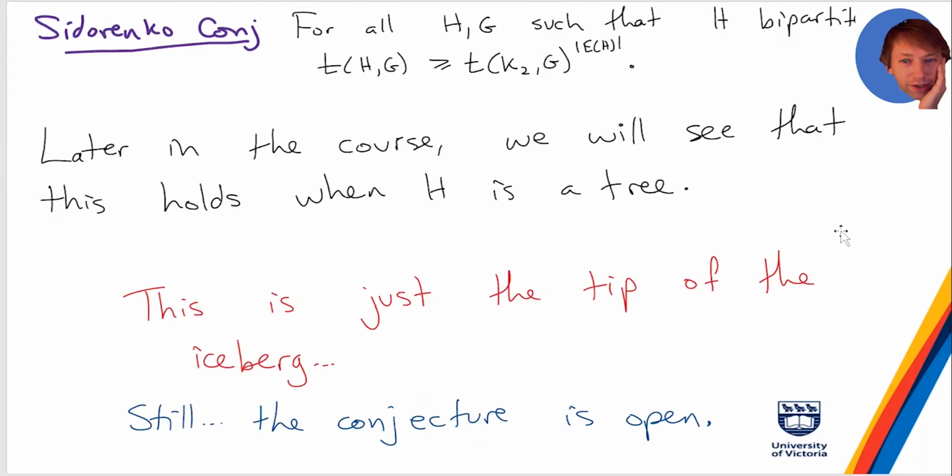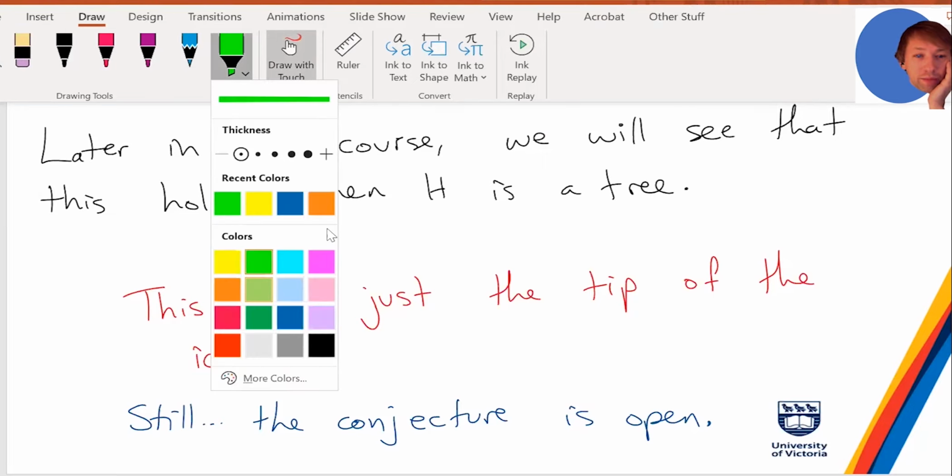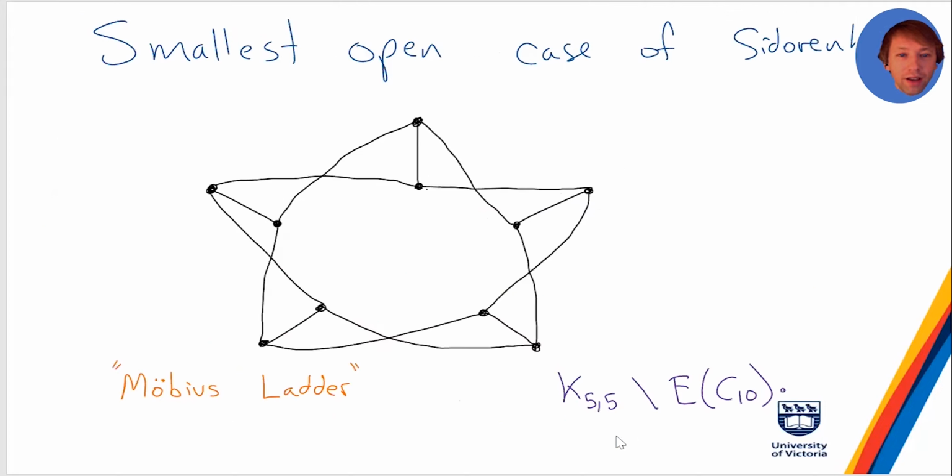And later, but much later in the course, basically at the end, we're going to prove that this conjecture also holds when H is a tree. That is, if we get there. It's the last thing I have planned for the whole course, so we might not get there. We'll see. So this is somewhat the tip of the iceberg in terms of what's known. There are lots of different results on this conjecture, but still the conjecture is not proved.